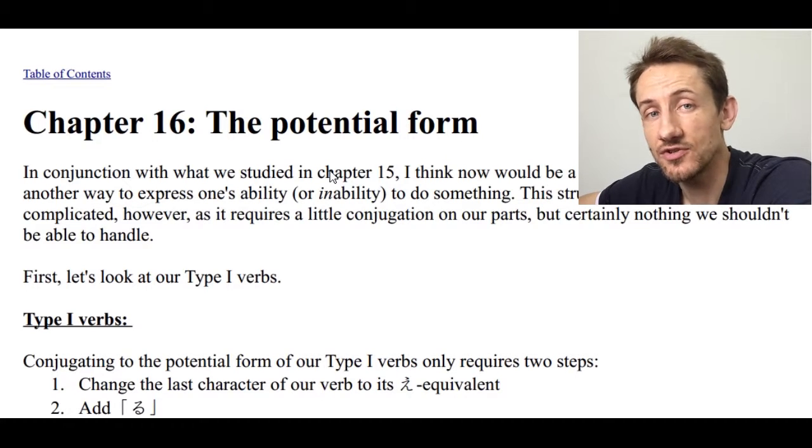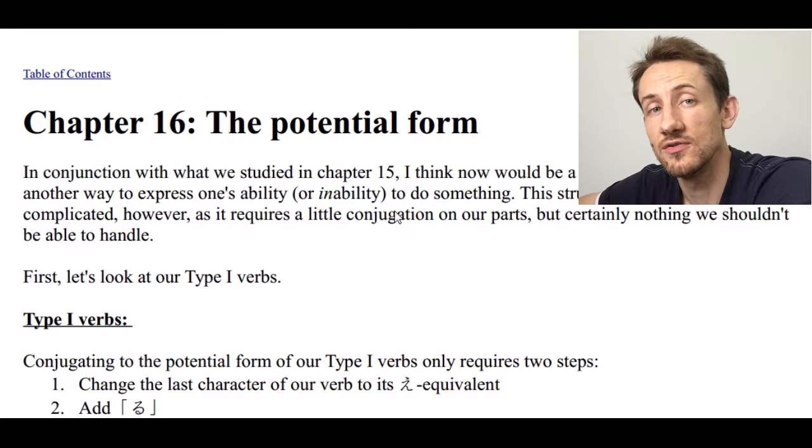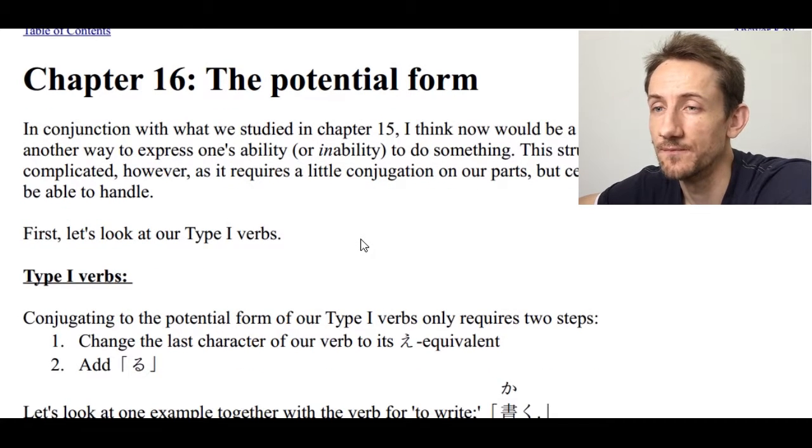Alright, here we are, chapter 16. Like I said, today we're just going to be looking at the potential form of verbs. In conjunction with what we learned in chapter 15, how to describe what we can do using koto ga dekiru, now is a good time to introduce how to use the potential form. It's a little more complicated, a little more difficult, but nothing that we can't handle, I'm sure.